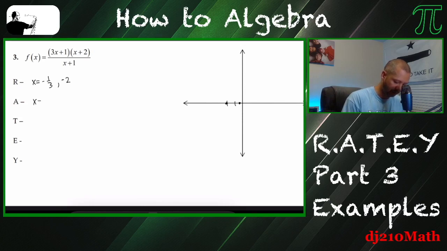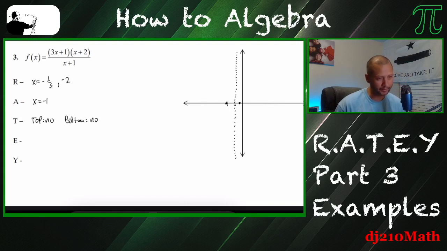So at the bottom equal to 0, negative 1, there is a vertical asymptote at negative 1. X equals negative 1. Okay, there's no squared factors in the numerator. So that means it's going to cross at both x-intercepts. There's no square factors in the denominator. So that means that at the asymptotes, the branches are going to go opposite of each other.